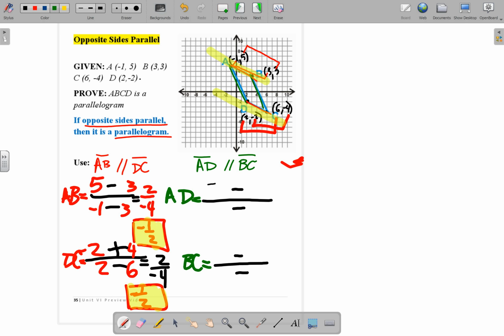Come over here. And now we're going to go A to D, y minus y, x minus x. That's going to be 7 over, and that's going to be -1. Let's check the other one. Y minus y over x minus x.